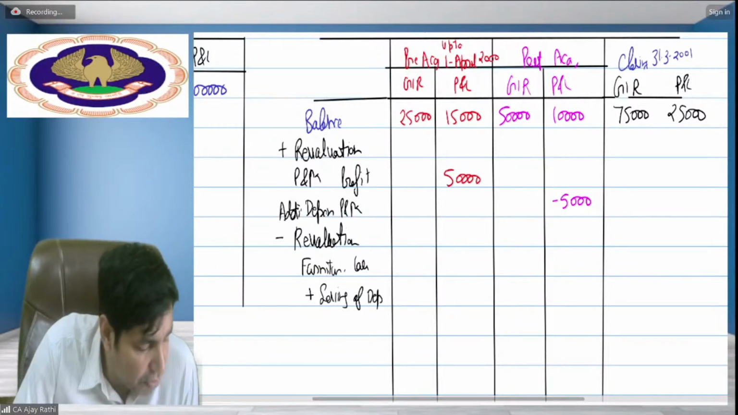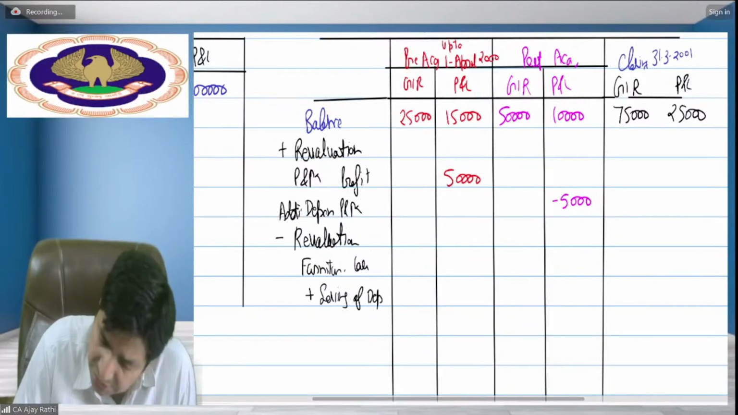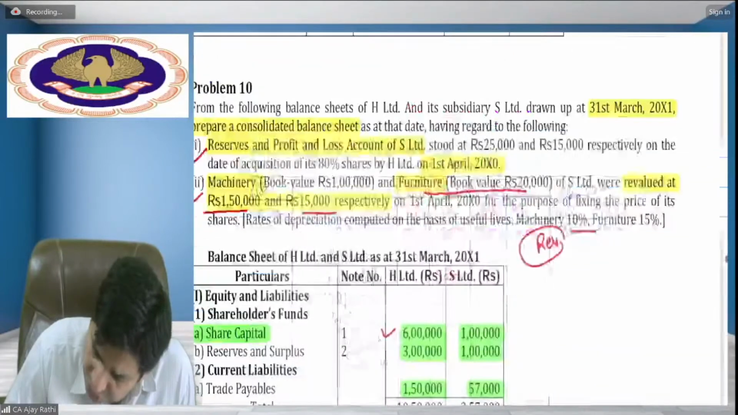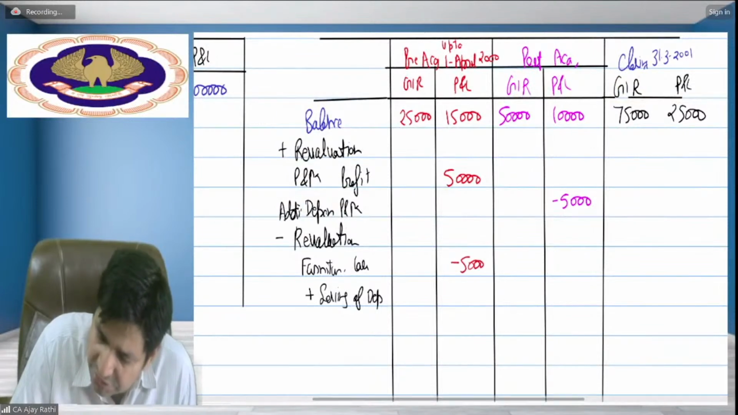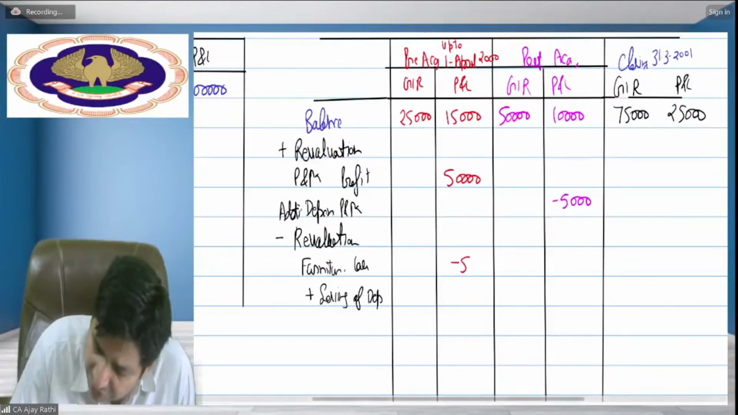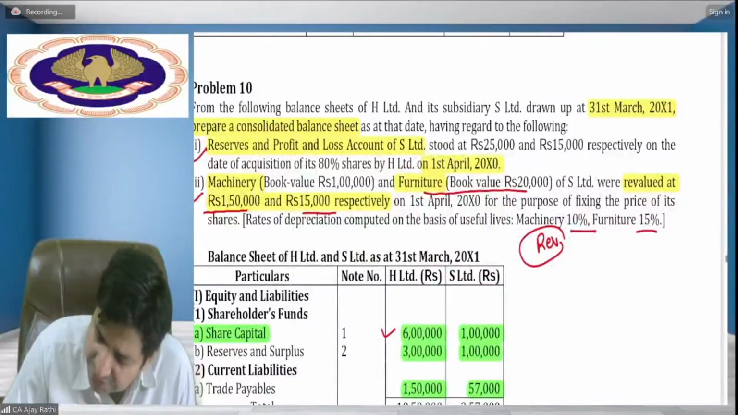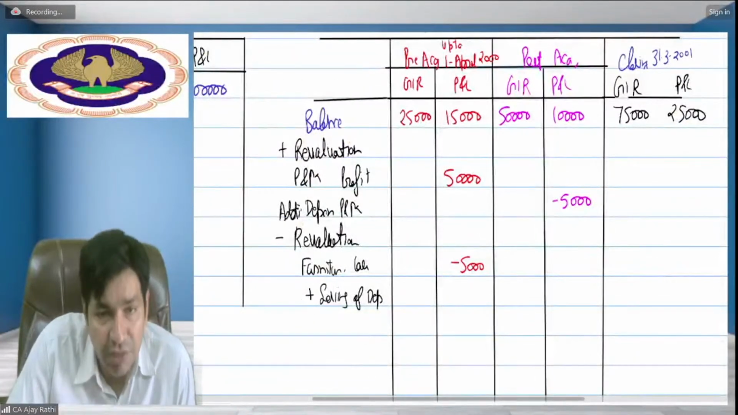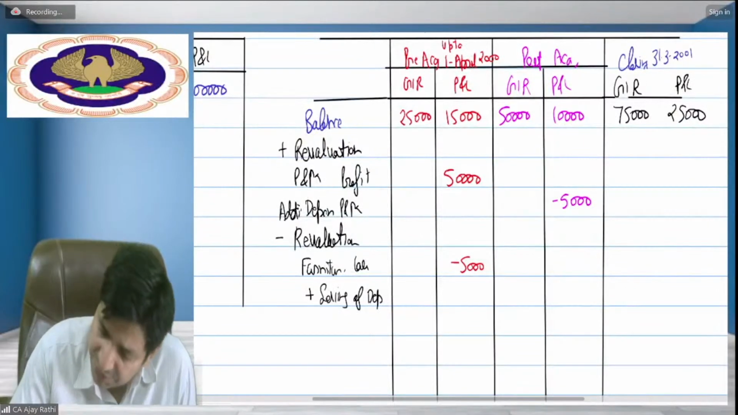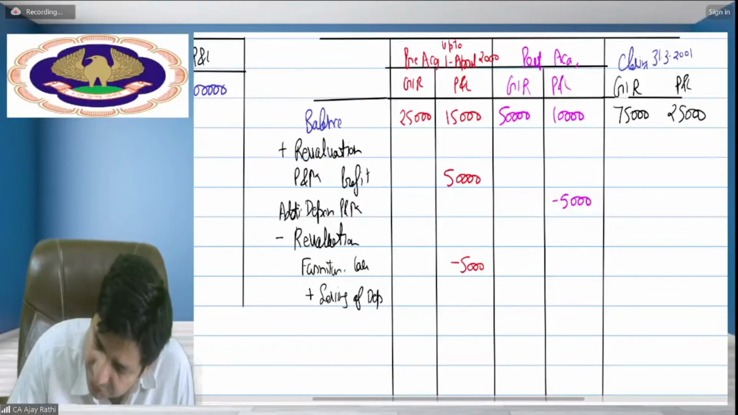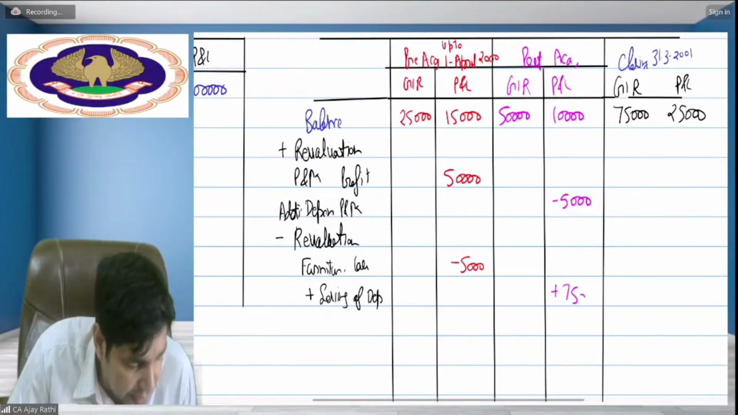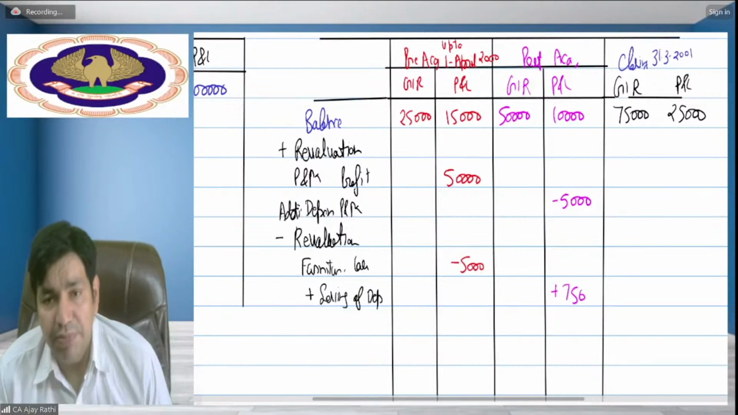Now please tell me, what about the furniture? Furniture is there, that is the loss. How much? 5,000. So 5,000 is a capital nature loss, and due to this there will be saving of depreciation. What is the rate of depreciation for furniture? 15%. 15% multiplied by 5,000, that is how much? 750. So 750 will be the saving of depreciation.